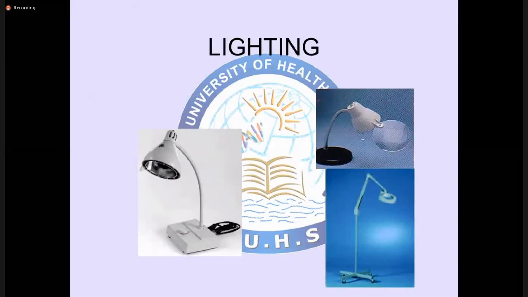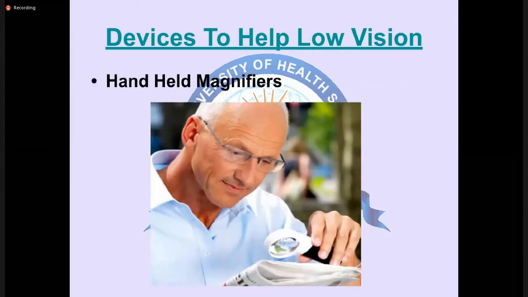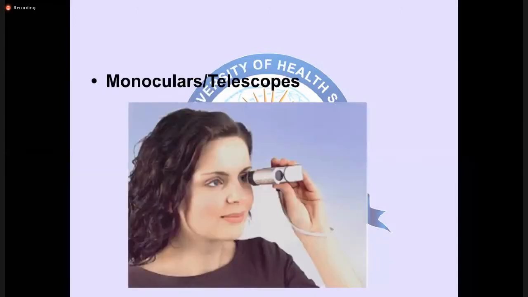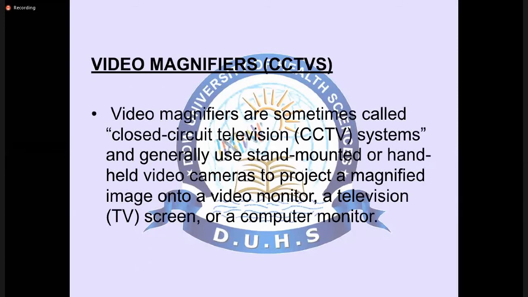So there should be proper lighting and devices to help low vision. There are handheld magnifiers, stand magnifiers, monocular telescopes, and CCTVs, which are video magnifiers, sometimes called closed circuit television systems, and generally use stand mounted or handheld video cameras to project a magnified image onto a video monitor, a television screen, or a computer monitor.